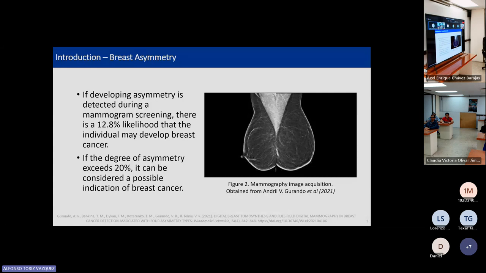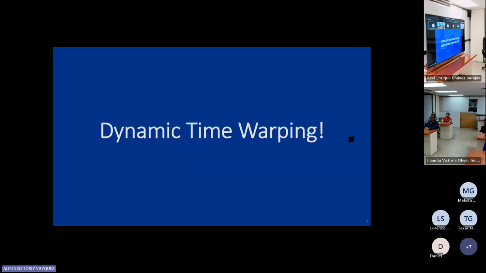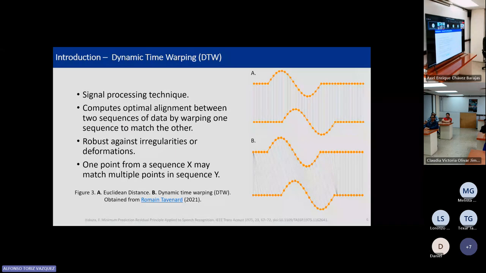potential intervention. So, how can we detect breast asymmetry automatically, given that we don't have as many experts in the field available for every person that has this disease, well, this pathology? We came up with using dynamic time warping. So what exactly is dynamic time warping? It is a signal processing technique. This technique enables us to analyze and compare sequences of data with precision and accuracy.